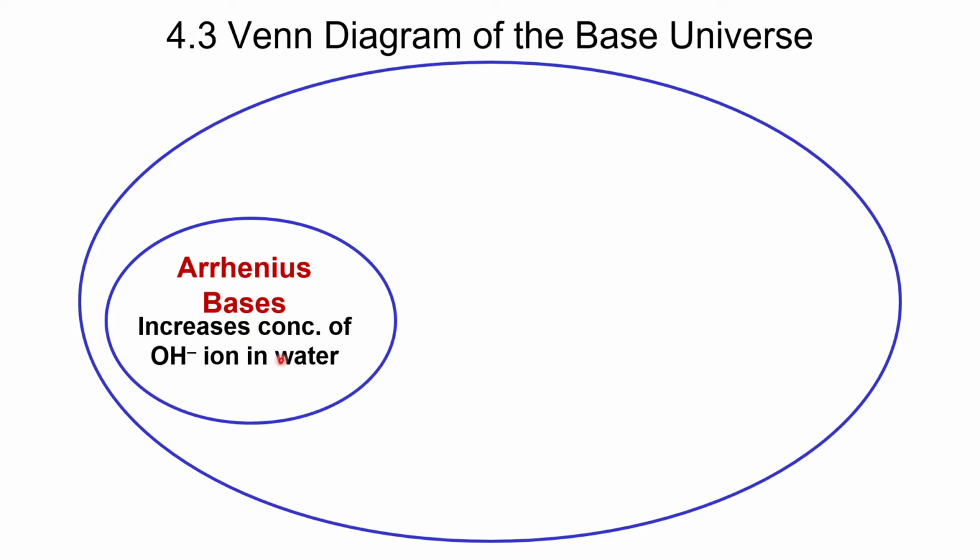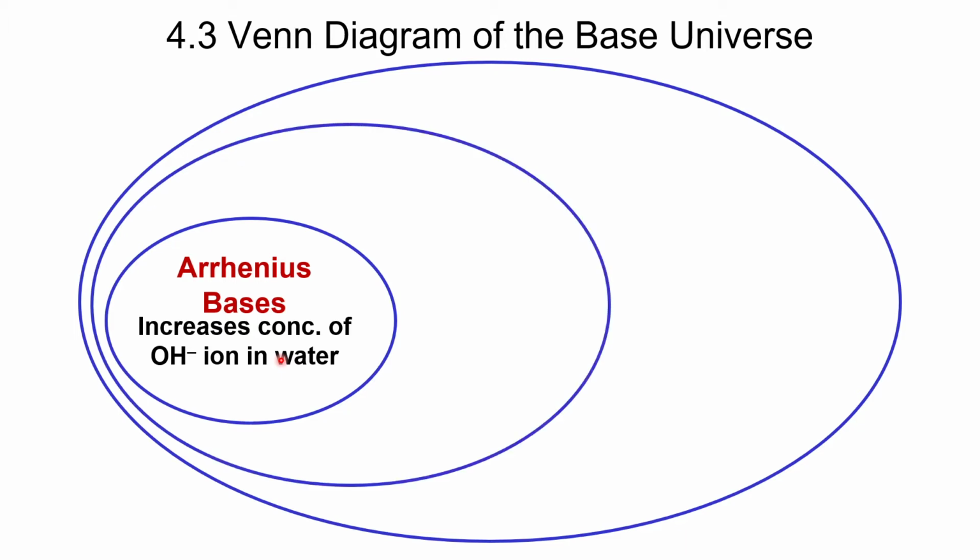There's a broader definition that we like to use, and we use this quite a bit in organic chemistry, and that is the Bronsted-Lowry base definition. And if you recall, the Bronsted-Lowry acid was an H+ donor. Well, a Bronsted-Lowry base is an H+ acceptor. All right, so it is an H+ acceptor.